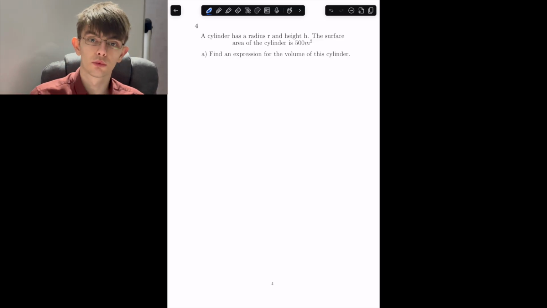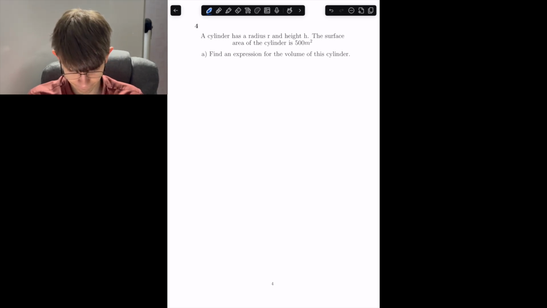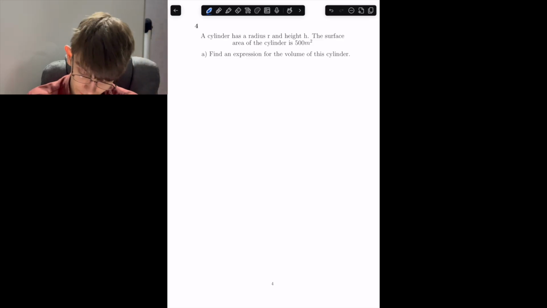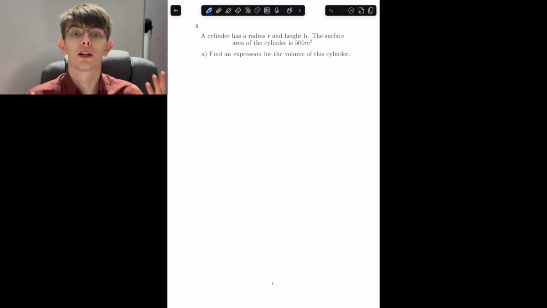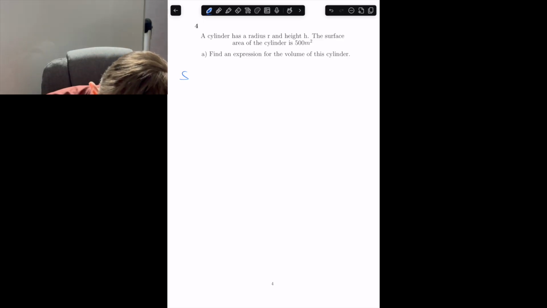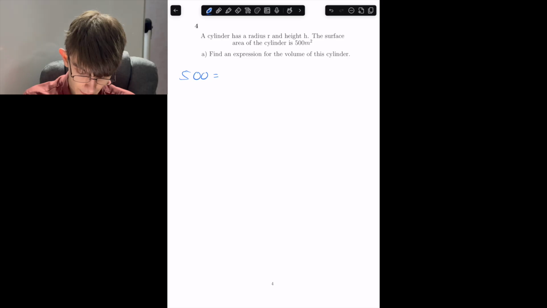A cylinder has a radius of r and a height of h, and it has a surface area of 500 meters squared. So it's a massive cylinder. Surface area of the cylinder is 500. We don't know any information about the dimensions, so let's just write it out algebraically. So let's say 500 is equal to, well, what's the surface area of a cylinder?